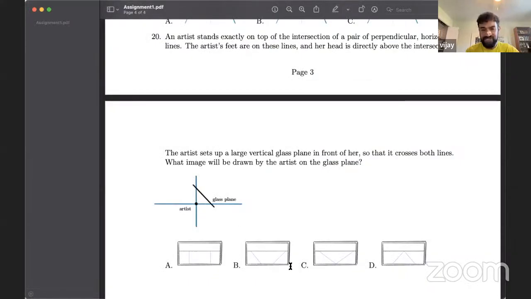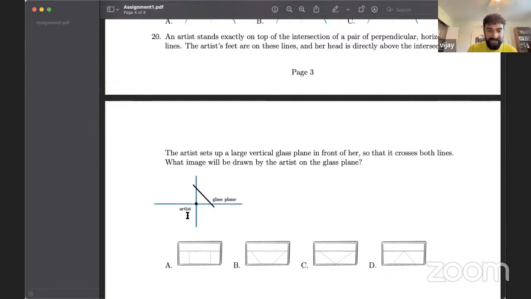Kamaljeet, you had a comment: make a rectangular hole and see through it, and you got option C. Let me just see that. Interesting. So you tried to actually physically do this and you got option C. But if you imagine these two lines are on the ground or on your desk, for example, and you were actually the artist standing at their intersection, there's no way that you would see this place where they converge, right, Kamaljeet? Because you're actually standing there. So you would never see, and especially you wouldn't see it on this picture plane, this glass plane, where those lines converge, which is what's happening in option C.